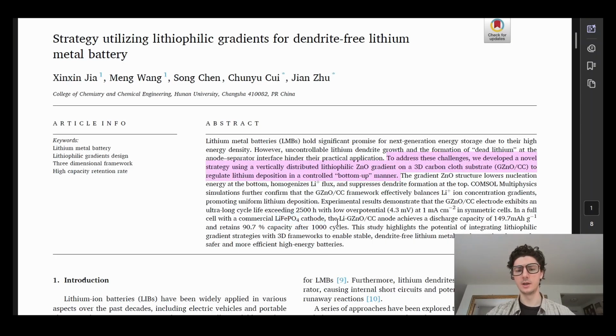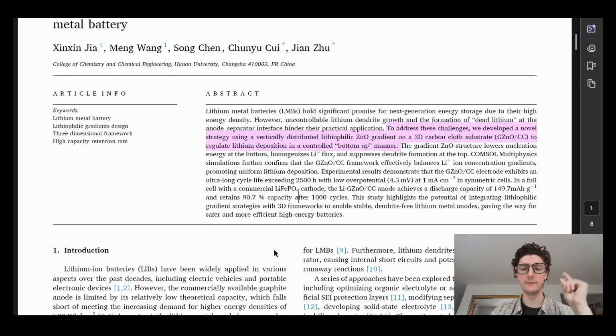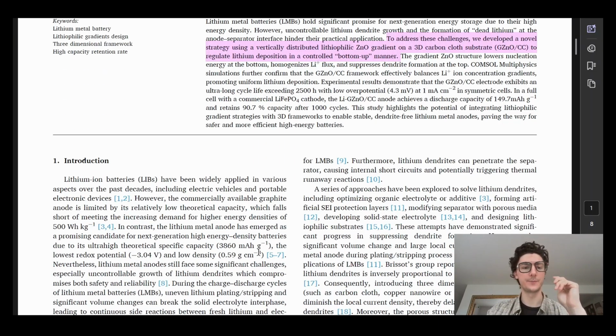The lithium/gradient zinc oxide carbon cloth anode achieves a discharge capacity of 149 milliamp hour per gram and retains 90% capacity after 1,000 cycles. This study highlights the potential of investigating lithophilic gradient strategies with 3D frameworks to enable stable dendrite-free lithium metal anodes, paving the way for safer, more efficient, high-energy batteries.